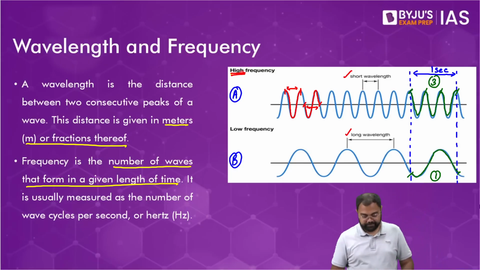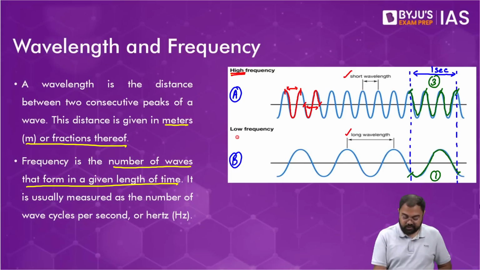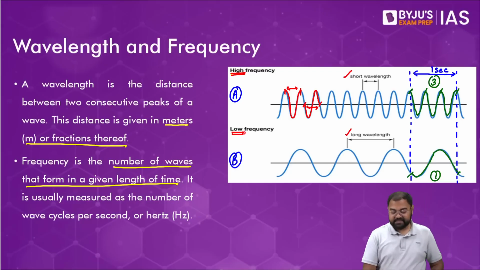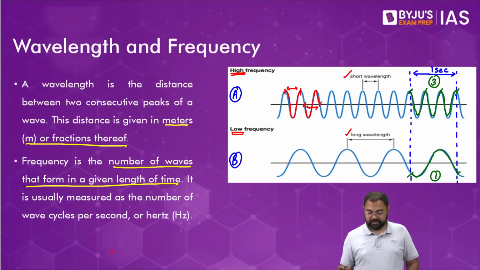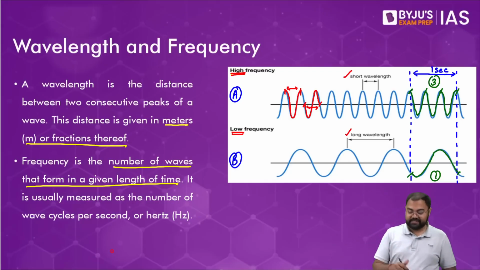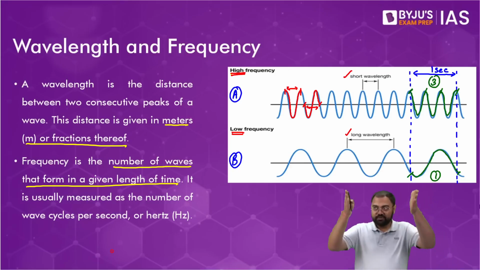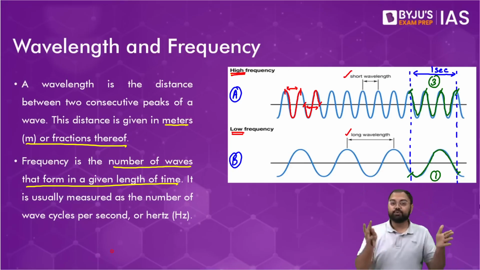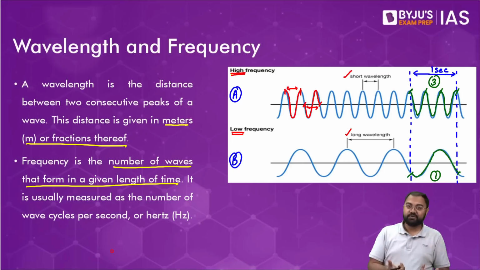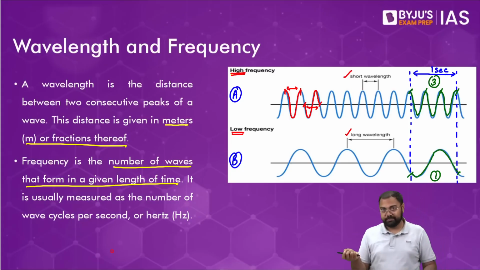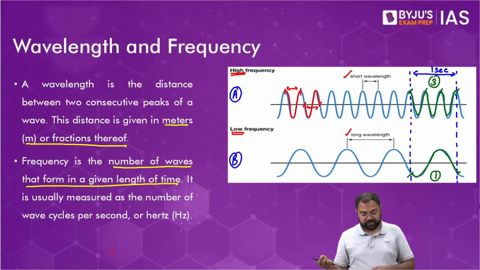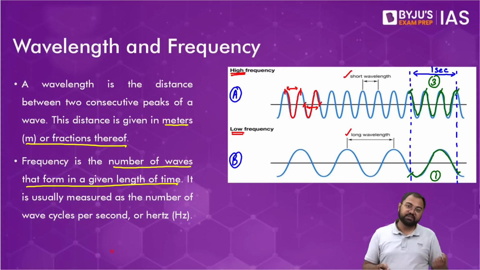Frequency is high when the wavelength is short. When the wavelength is long, frequency is low. All right. So long wave, low frequency; short wave, high frequency. Why? Simple. Because in 1 second you will be able to fit more waves. So that's why it will have higher frequency when the wavelength is short, and that's why it will have lower frequency when the wavelength is long.